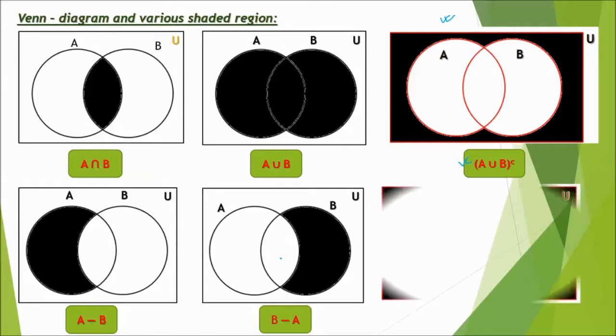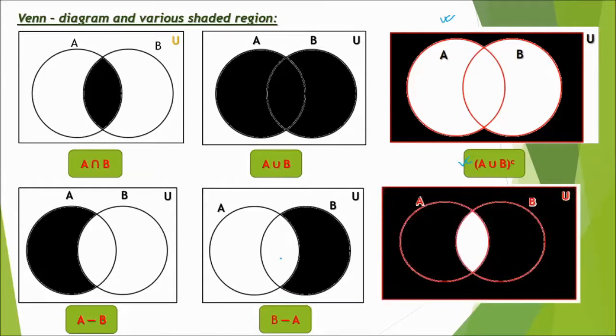Now you can see here every region is shaded except the intersection. The intersection is left out, so it will be A intersection B complement. You have to observe this very carefully.